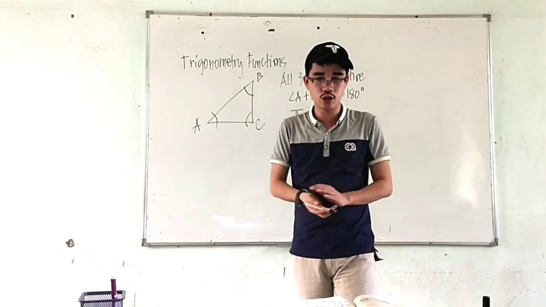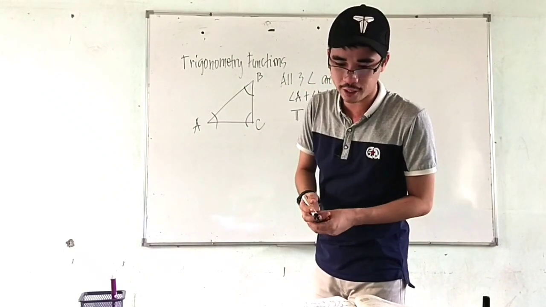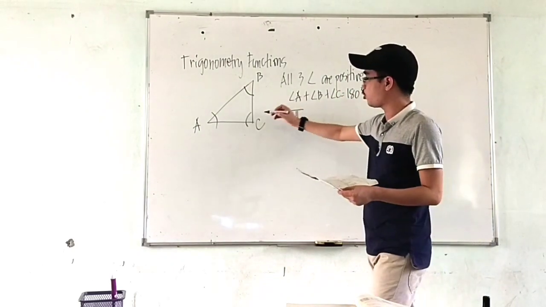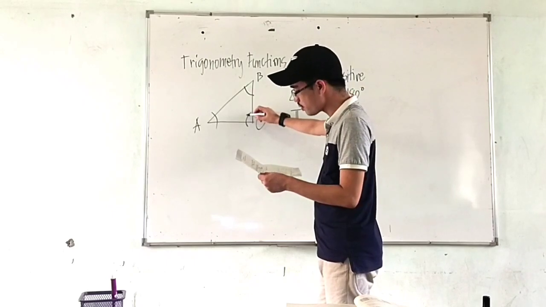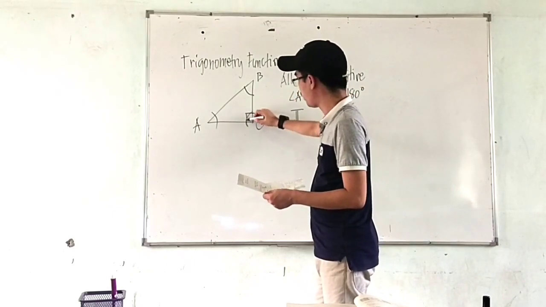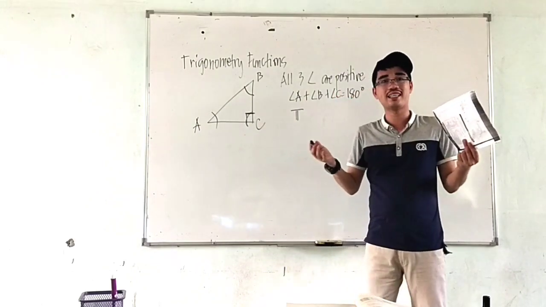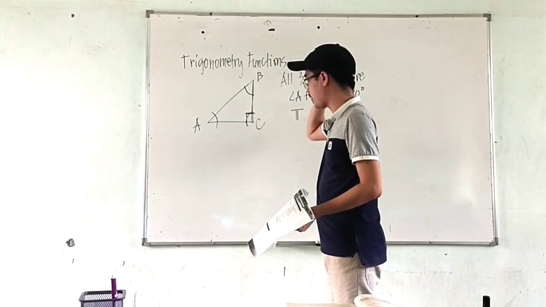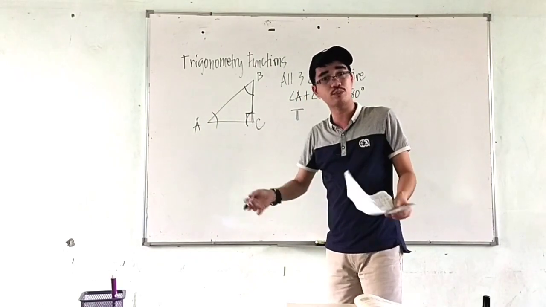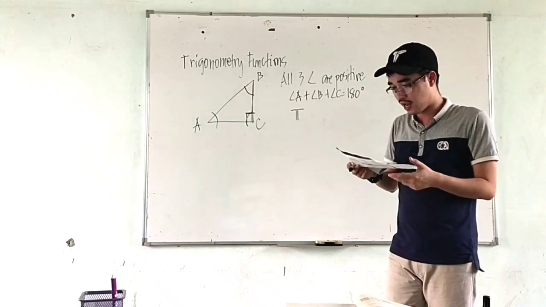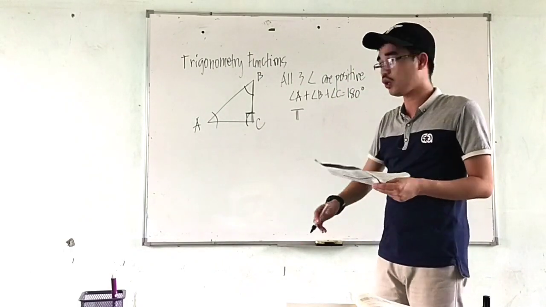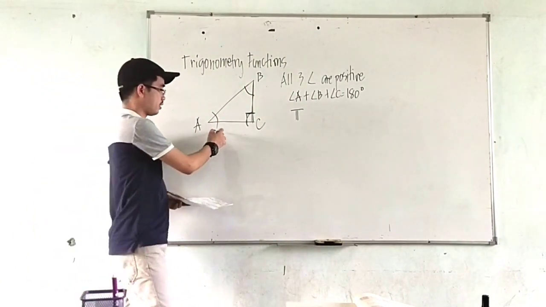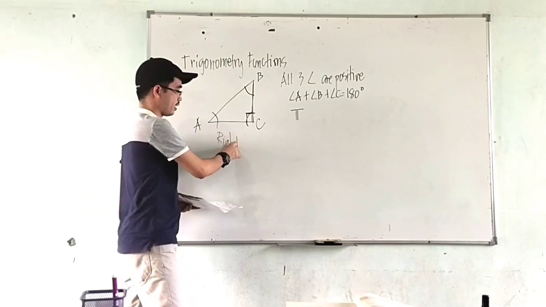Okay, so let's now proceed to another drawing. If the angle of the triangle is a right angle, we all know that a right angle is equal to 90 degrees. Pag sinabi po natin right, ibig sabihin po niya, 90 degrees po yan. And when the angle is right, we could tell this shape is a right triangle.